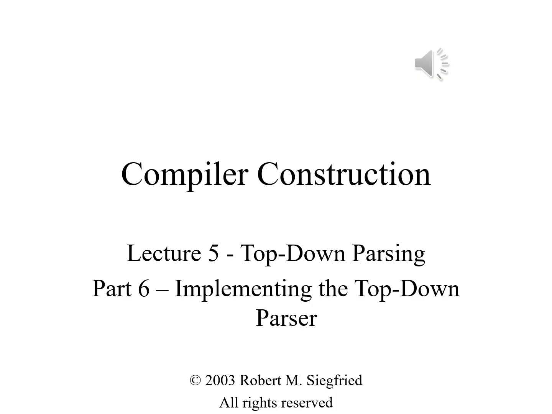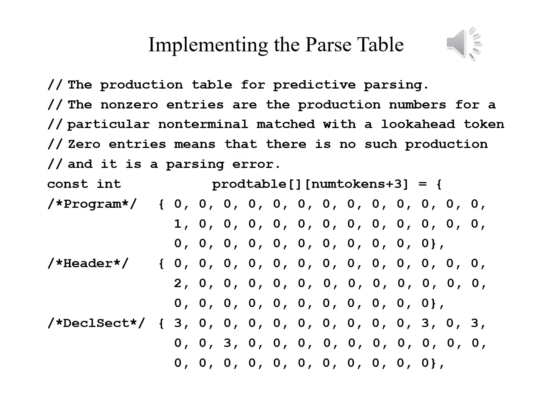In Part 6 of Lecture 5, we will discuss implementing the top-down parser. The parse table is implemented as a two-dimensional array. Each row represents a different non-terminal, and each column a different token.